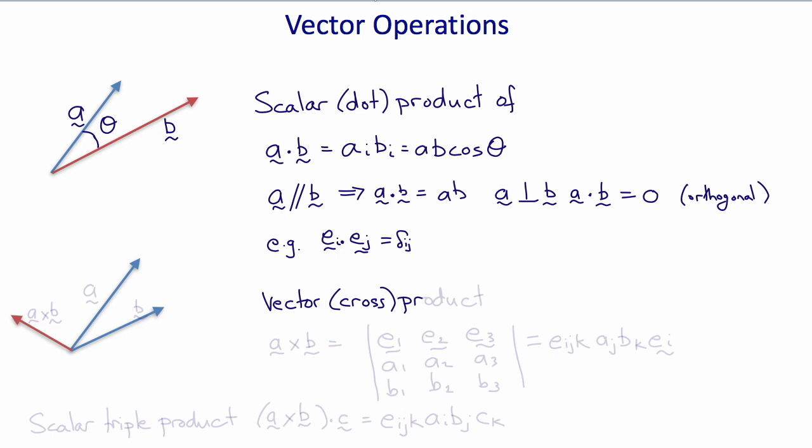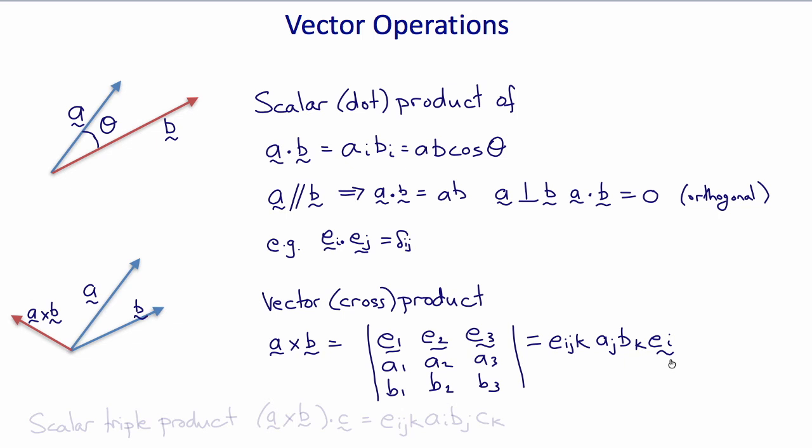Now let's look at the vector or cross product between 2 vectors A and B. The result is a vector that's normal to the plane of A and B. And we compute the cross product by computing the determinant of the following matrix, the matrix containing e1, e2, and e3 in the first row, A1, A2, and A3 in the second row, and B1, B2, and B3 in the third row. And in index notation, this can be shown to be Eijk, which is the permutation symbol, times Aj times Bk times ei.